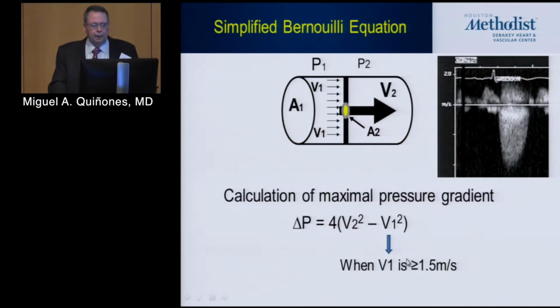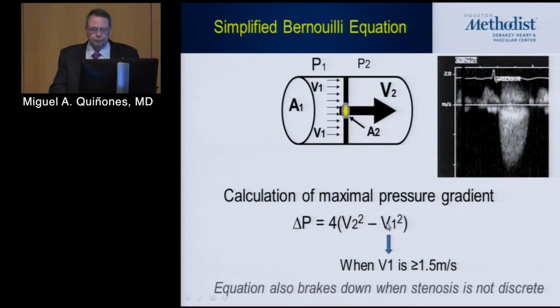But we need to remember that because it was simplified, there are potential problems. One very important one is when the proximal velocity in the LVOT is not 1, but 1.5, 1.8, even 2. Then it's not easy to ignore, because there will be errors. In addition, obviously, if you have a stenosis that is not discrete, it would also have errors.